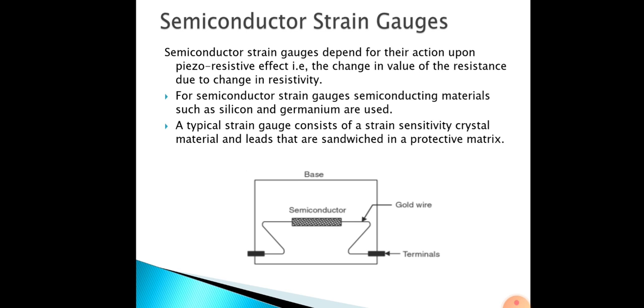Then next one, advantages. This gauge has a high gauge factor and excellent hysteresis characteristics. Then these gauges can be very small, ranging in length from 0.7 to 7 mm. Okay, disadvantages. The major and serious disadvantage is that these gauges are very sensitive to change in temperature. Linearity of these gauges is poor. Okay, the next one is what?